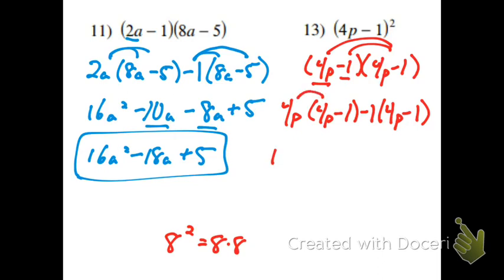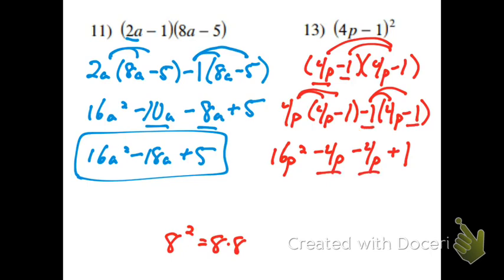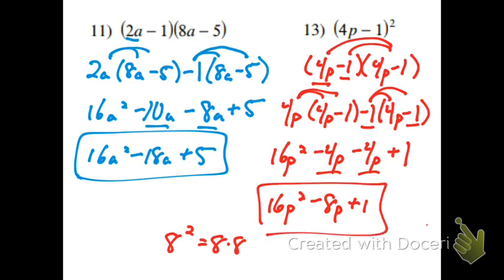So 16p squared minus 4p minus 4p, and then plus 1. That's a negative 1 times a negative 1, so plus 1 there. Now, these 2 middle terms do not go away. They actually add up in this case. So 16p squared minus 8p plus 1. And that's what we end up with there. All right, so 4 problems down, 3 to go.